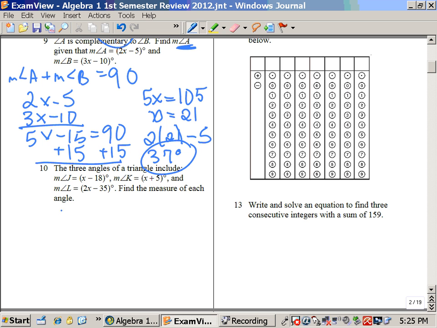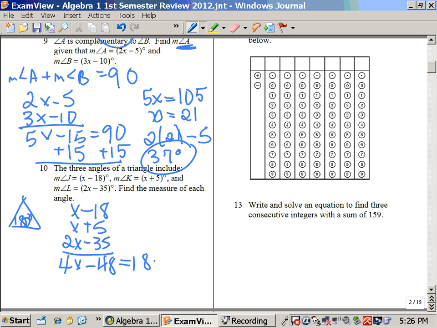Number 10, we have 3 angles of a triangle. And if you remember, the 3 angles in the triangle add up to 180 degrees. So I'm going to take x minus 18, which is J, x plus 5, which is K, and 2x minus 35, which is L. I'm going to add these 3 together. That gives me 4x, and negative 18, and I need to add these 3 things together. Hold on, I'm adding it in my calculator. That's minus 48, and that's going to equal 180.